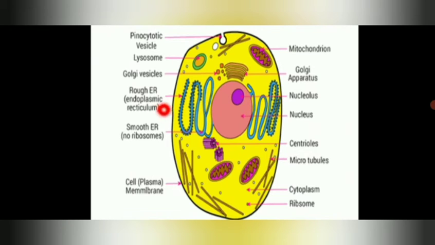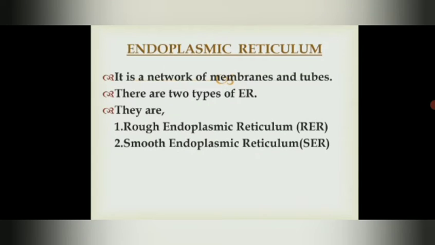So today we are going to learn about this endoplasmic reticulum. This network is nothing but endoplasmic reticulum. These blue colored tube like structures are nothing but endoplasmic reticulum. Endoplasmic reticulum is a network of membranes and tubes. It is a large membrane which consists of tubes and membranes.